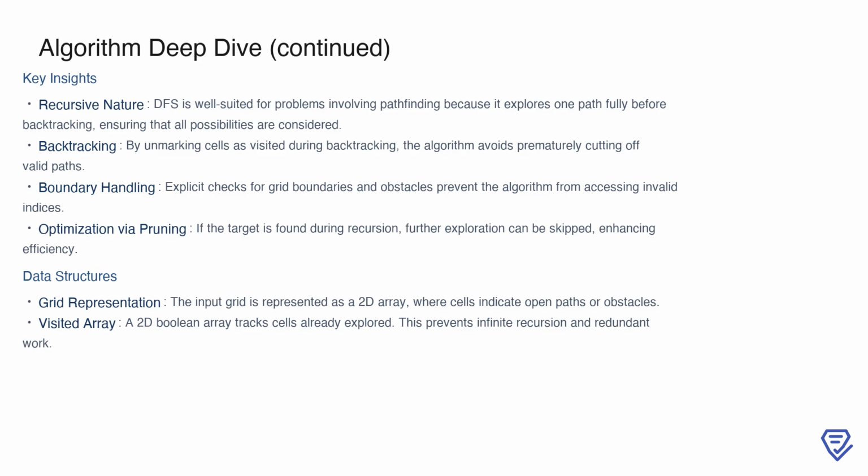Another important aspect is optimization through pruning. If the target position is found during recursion, further exploration can be skipped, improving efficiency. As for data structures, the grid itself is represented as a 2D array, where each cell indicates whether it is open or blocked. The visited array is another 2D Boolean matrix used to track which cells have already been explored, preventing redundant work and infinite recursion.